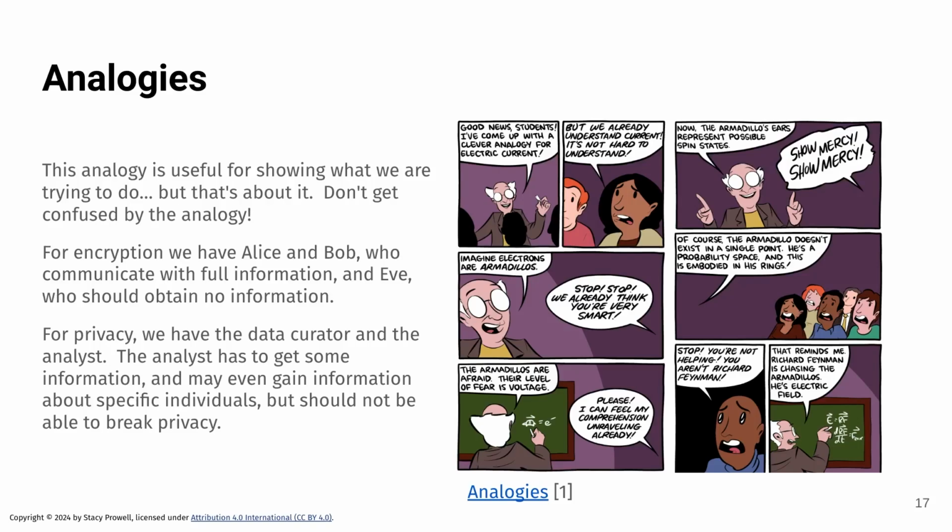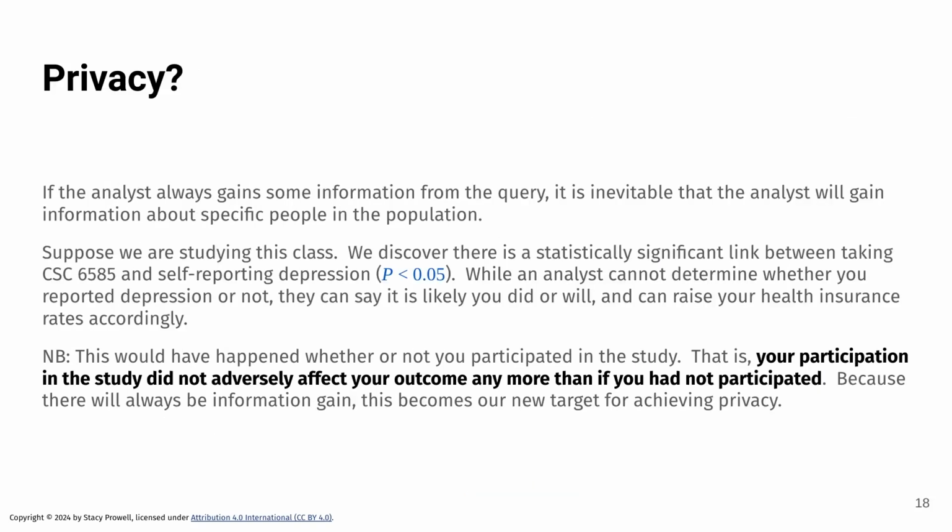And so there's going to be information gain. It's inevitable, but we hope there's not enough to break the privacy of the individual. So we're close on this. Maybe we should revisit this and think about this as information gain, maybe information gain about a particular individual, but maybe there's something else that we can come up with. So if an analyst gains some information from the query, it's inevitable the analyst will gain information about specific people in the population.